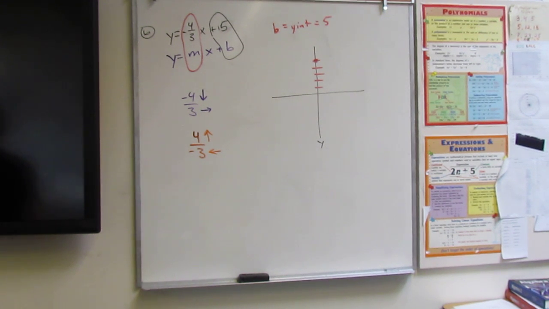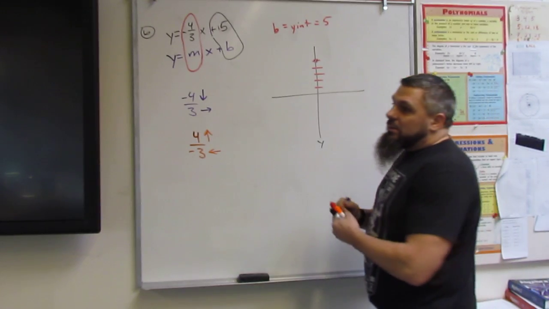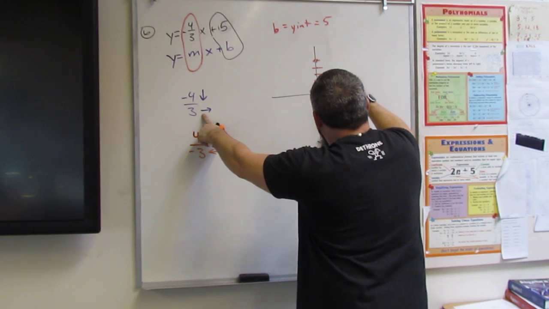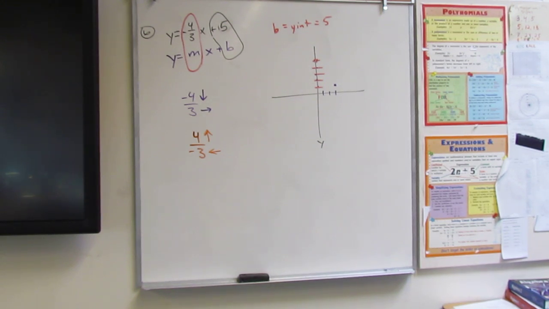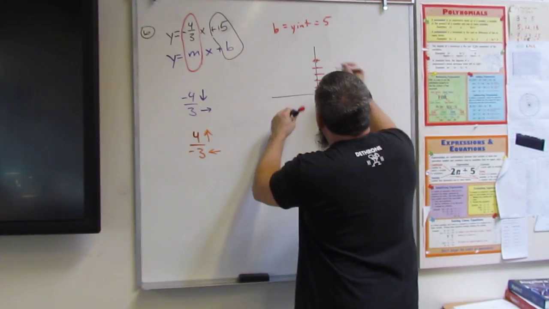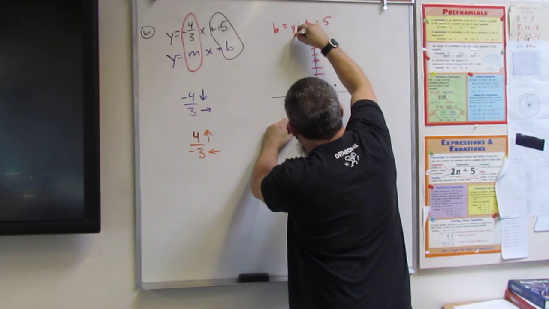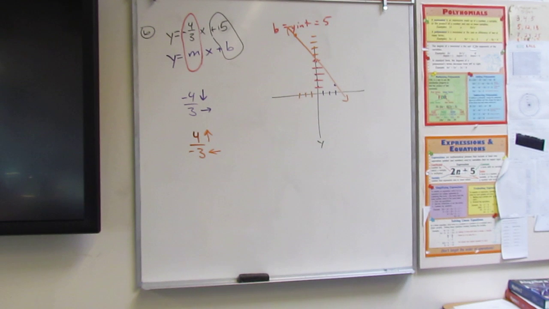Okay? Remember, the top is rise or run. Up or down, the top is rise. The bottom is run, left or right. Okay? So, from this point, I'm going to go down 4 and right 3, or I'm going to go up 4 and left 3. Either way, I stay on the line. Okay?